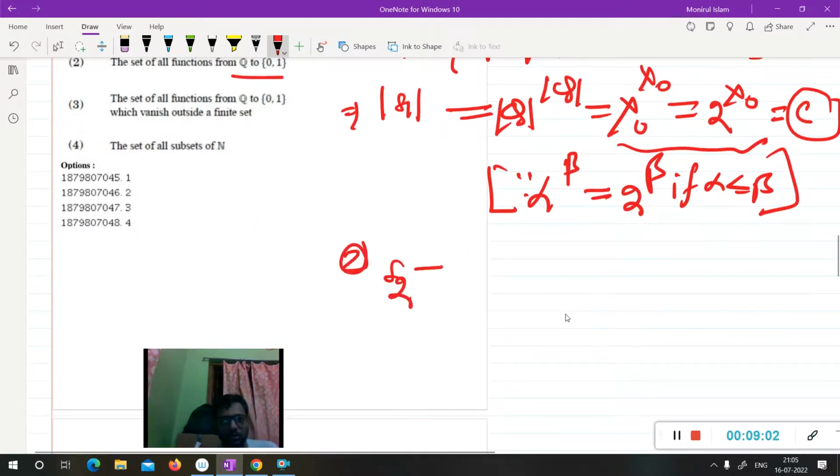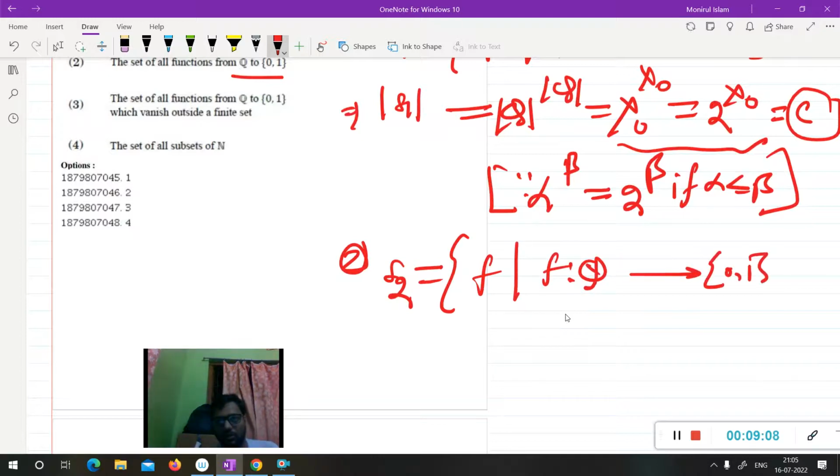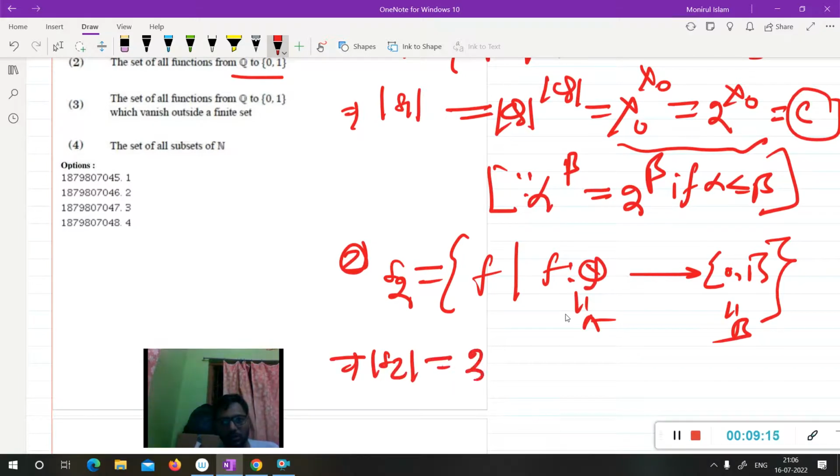Set of functions from Q to {0,1}, name it S2. Name the two points A and B. Then the cardinality of S2 is the cardinality of B, meaning 2 points. Cardinality is 2, and the cardinality of Q is alpha naught, so 2 power alpha naught. 2 power alpha naught is continuum again.